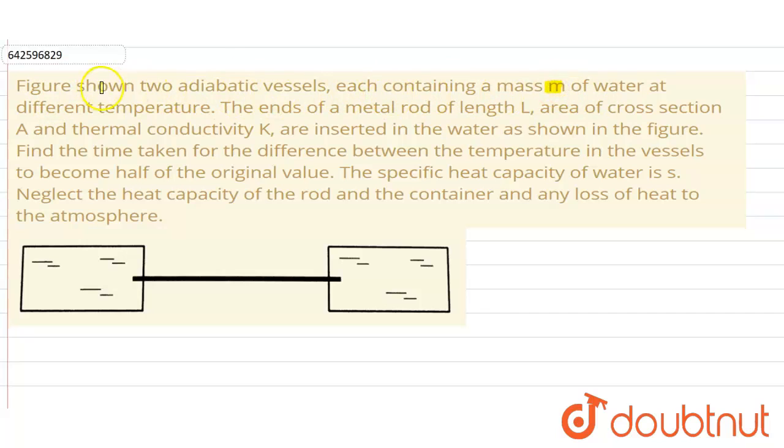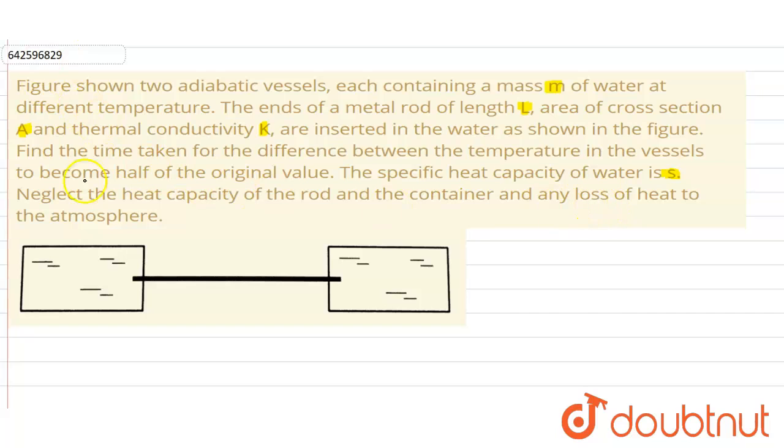Hello everyone, so our question is: the figure shows two adiabatic vessels, each containing a mass m of water at different temperatures. The ends of a metal rod of length L, area of cross section A, and thermal conductivity K are inserted in the water as shown in the figure. Find the time taken for the difference between the temperatures in the vessels to become half of the original value. The specific heat capacity of water is S, and neglect the heat capacity of the rod and the container and any loss of heat to the atmosphere.